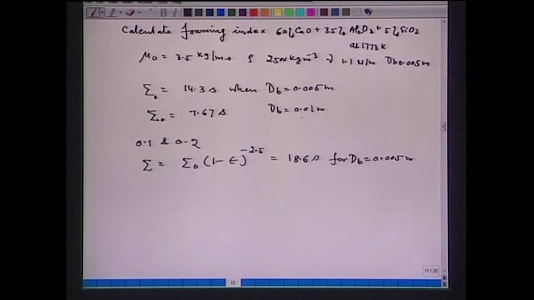Now, the same thing I can illustrate for diameter of the bubble 0.01. So, this will come sigma, that is equal to sigma 0 (1 minus epsilon) to the power minus 2.5, and that will come to 13.4 seconds for diameter of the bubble equal to 0.01 meter. So, what does it illustrate? Increasing the diameter of the gas bubble decreases the foaming index. Increasing the volume concentration of particles increases the foaming index. So, that is what I have to say.